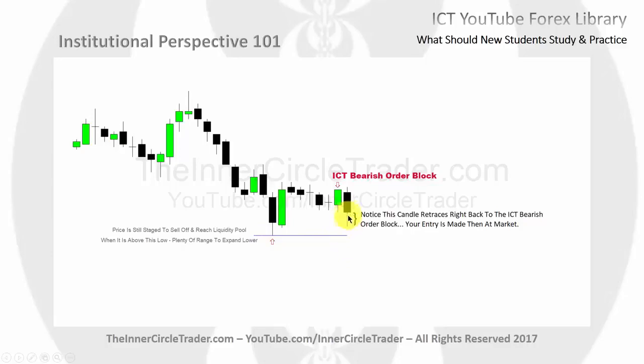But now I want you to think about this formation right here. This candle already starts moving lower. It went down to this point here and then started trading back up higher. At that moment, while you're watching price, right in here, that's when you time your entry. Notice that the candle's retracing right back to the ICT bearish order block's low. And that's this up close candle's low. That is exactly when your entry is made at the market.